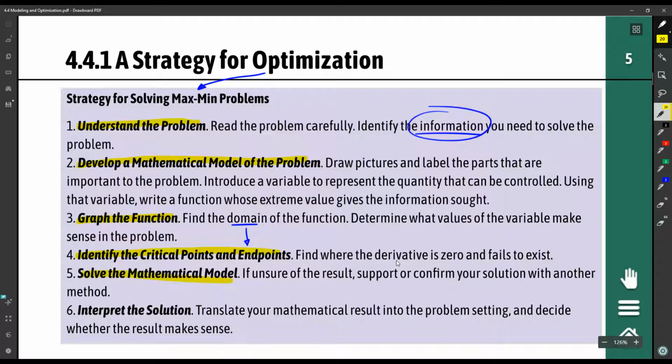If you're unsure of your result, support or confirm your solution with another method. And finally, interpret that solution. Answer the question. Translate your mathematical result into the problem setting and then decide whether the result makes sense.